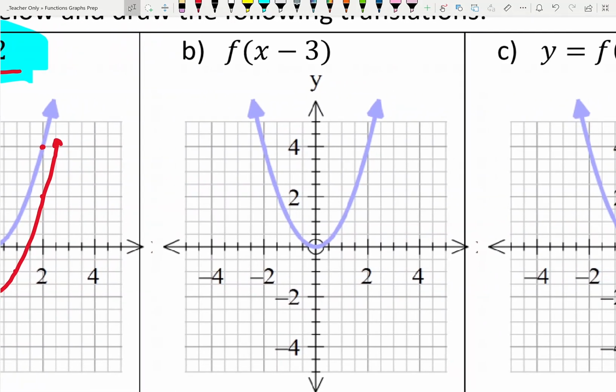In the next example, the minus 3 is inside the bracket. When it's inside the bracket, it's horizontally translated. It's minus 3, which means it's translated 3 units to the right. So this time our point 0, 0 translates to 3, 0. 1, 1 translates to 4, 1. 2, 4 translates to 5, 4, and so on.